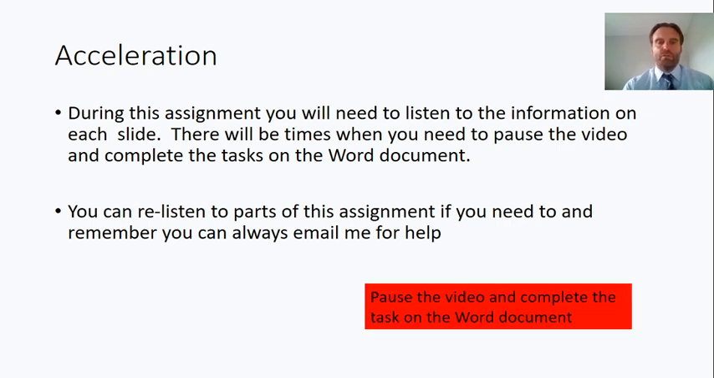The only thing to remember is that when you see that little red box come up at the bottom of the slides, that's time to pause the video. I'll give you a second between me talking to allow you to do that, and then you can complete the Word document. Once you come back to it, if you think you've done that okay and you're quite happy with what you've done, you can carry on listening to the recording. If you're not quite sure on a few bits, then you've got the opportunity to go back and listen to a few things again.